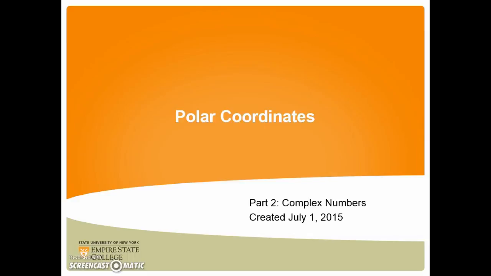Part 2 considers complex numbers. We consider the complex plane and how to graph complex numbers. We consider the polar form of complex numbers. We discover how to convert back and forth between the rectangular and polar form for complex numbers, and look at multiple examples.